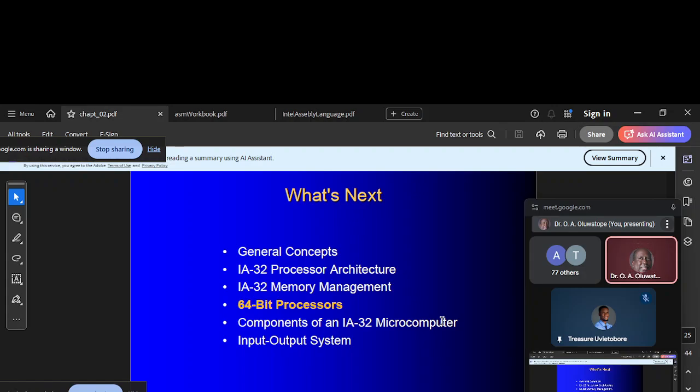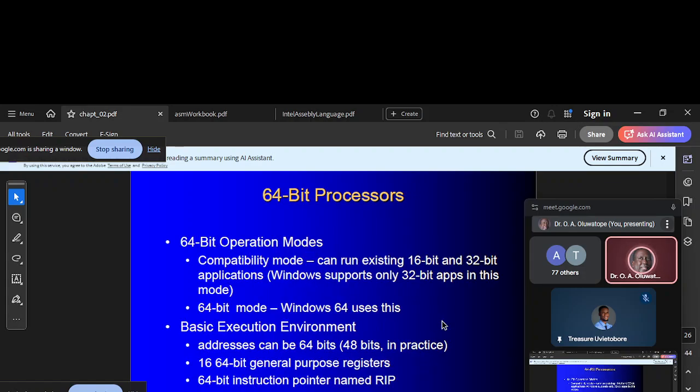64-bit processor. As I told you yesterday, 64-bit processor described a typical Pentium. It means that the operation is 64 bits. They have been designed to be compatible with older architecture, 16, 32, they're all supported. So that's why your Pentium processor can support an operating system that is 32 bits or 64 bits. So there is Windows 64 and there is Windows 32.